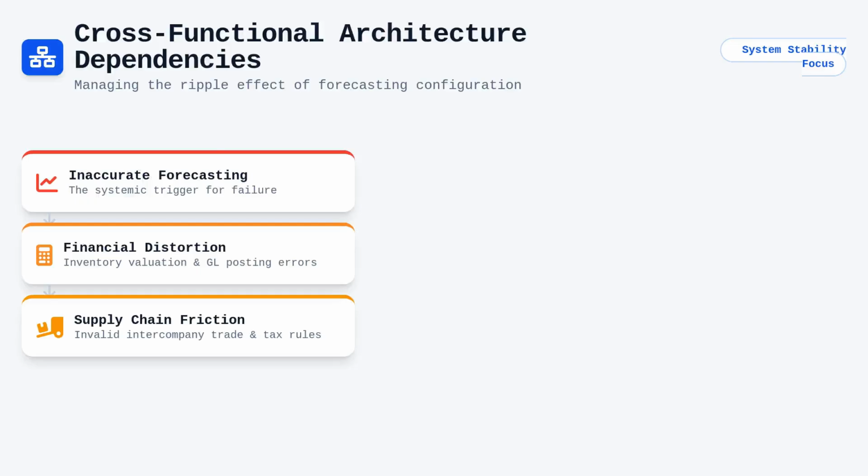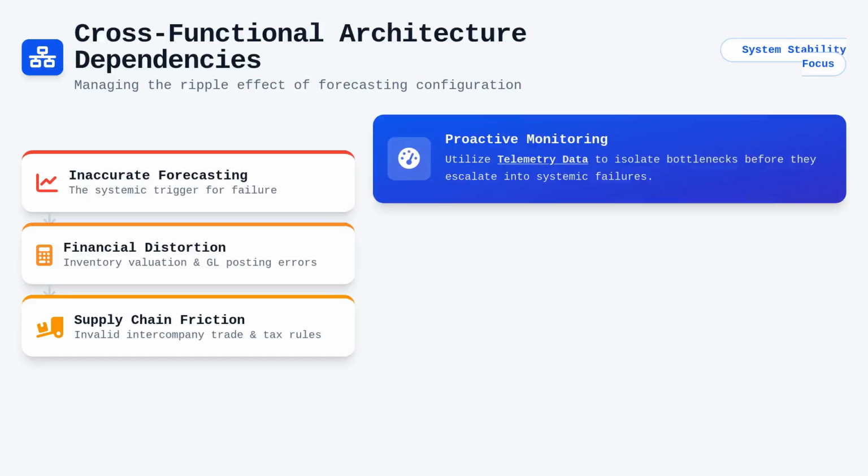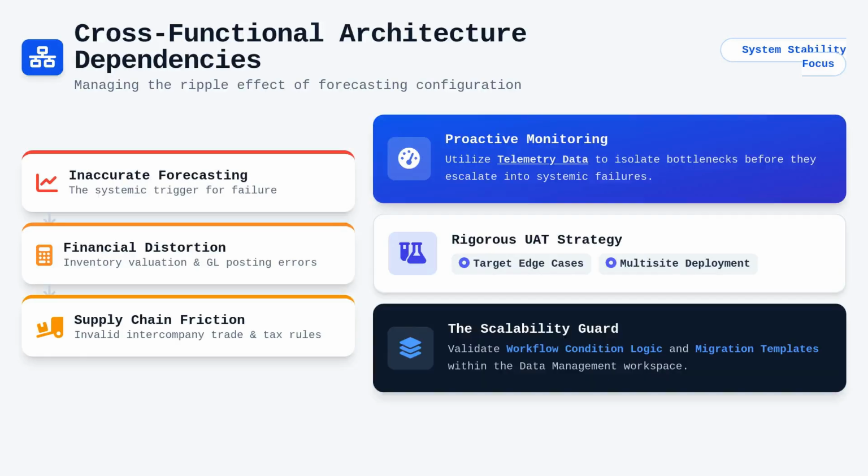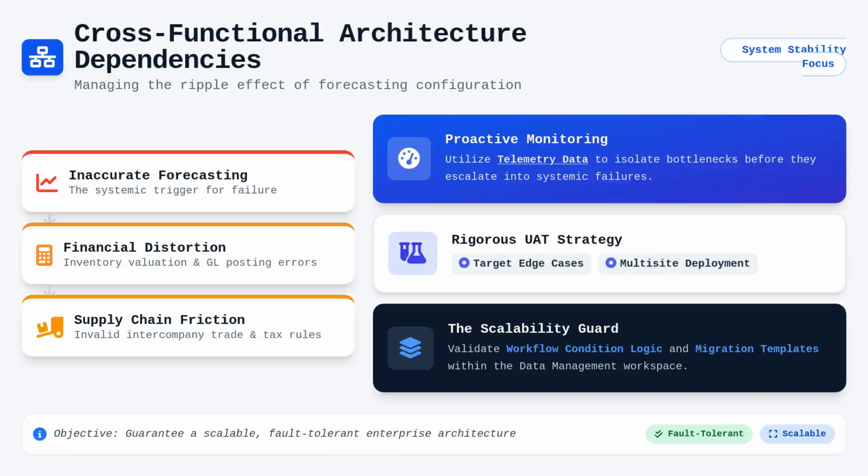Managing these interdependencies necessitates the use of telemetry data to monitor performance bottlenecks before they escalate into systemic failures. Functional consultants must design user acceptance testing scripts that explicitly target edge cases, such as multi-site deployments where demand signals are fragmented across multiple geographic locations. Rigorous validation of workflow condition logic and data migration templates within the data management workspace is the only way to guarantee a scalable, fault-tolerant system.